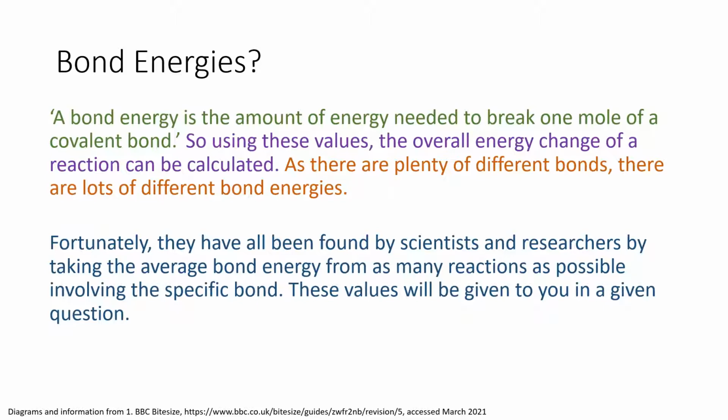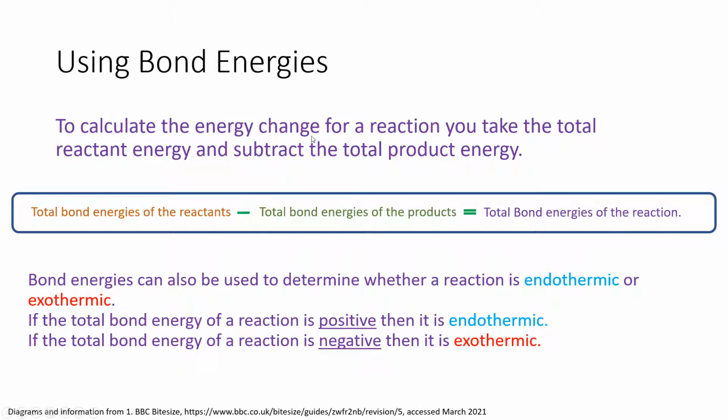The bond data for a certain bond is the average of the data found in experiments done by researchers for that specific bond everywhere, just a combination of them all. Using the bond energy data is quite simple. Total energy released when the product bonds are formed, subtracted from the energy required to break down the reactant bonds, is equal to the total reaction bond energy.